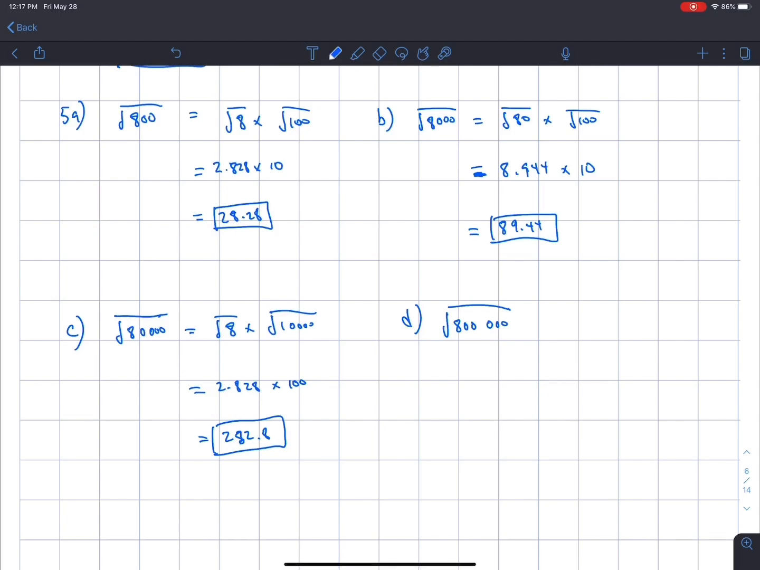D, the square root of 800,000. This is going to be the square root of 80 times the square root of 1 with 4 zeros. The square root of 80 is 8.944. And the square root of 1 with 4 zeros is 1 with 2 zeros. Now we move the decimal point 2 to the right. We get 894.4.